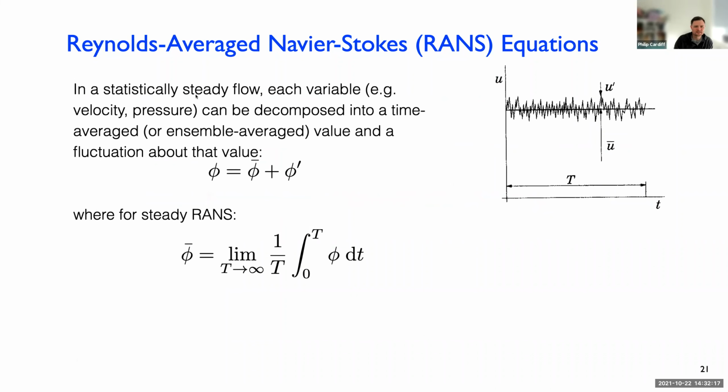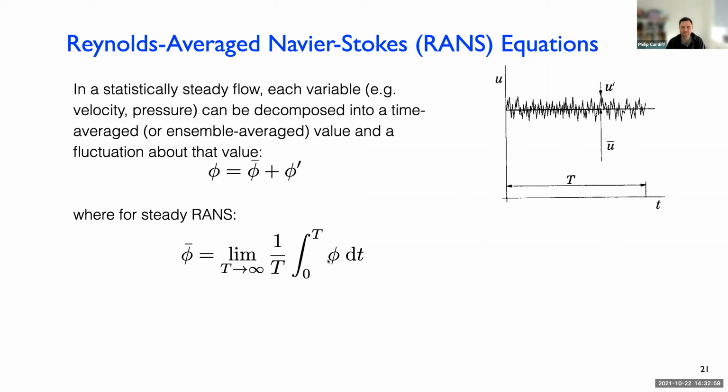So in a statistically steady flow, every variable, velocities, pressures, can be split or decomposed into a time average and a fluctuation about that time average. So U here is the true velocity at any point. We can define u bar, which is the straight line. It's just the average velocity. It doesn't change in time. And then u prime or u dash represents a fluctuation away from that. So you can see the fluctuation up and down, positive and negative. So we can say any variable, whether it's u or p, can be defined as u bar, the time average, plus the fluctuation.